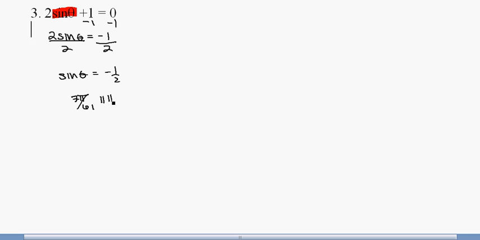So try to get sine theta all by itself. So I subtract 1, so I get 2 sine theta is equal to negative 1 because I subtracted 1. Divide by 2. I get sine theta equals negative 1/2. So theta, sine is equal to 1/2 at pi over 6. But since it's negative, that's going to be the third and fourth quadrants. So that's going to be 7 pi over 6 and 11 pi over 6.